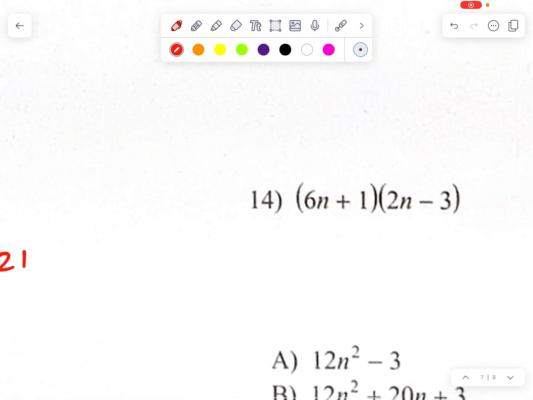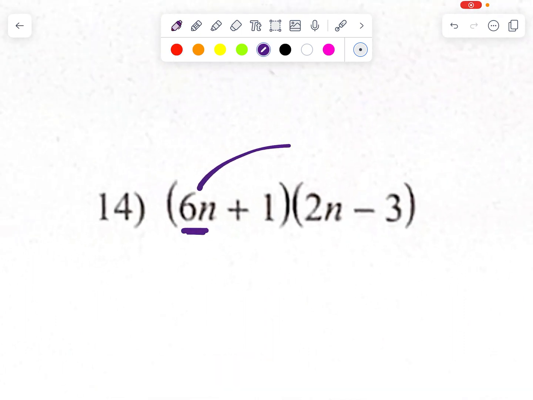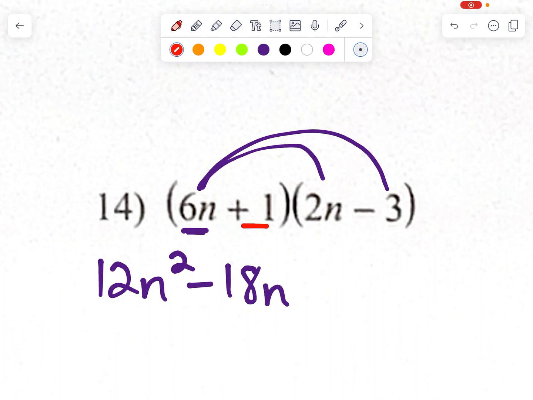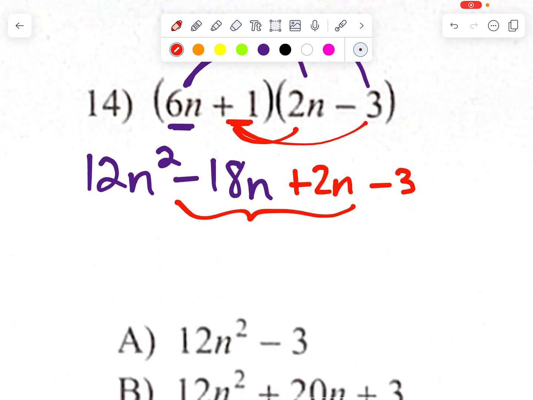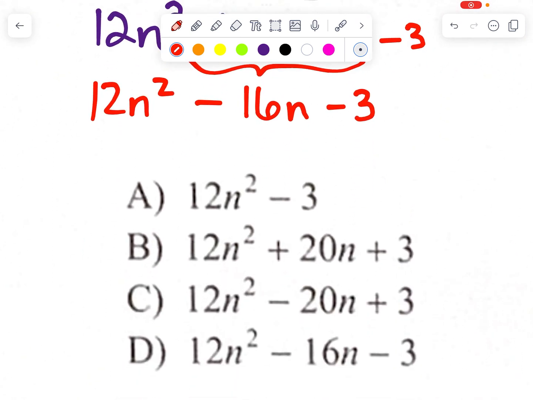All right, let's do this one more time here. Start with the 6n, multiply it over. 6 times 2 is 12. N times n is n squared, because we are adding the exponents when we multiply. One more time. 6 times -3 is -18, but don't forget about the n. This one will be easy. 1 times whatever is being multiplied by, right? So that's +2n. And this is negative 3. Combine like terms in the middle. That'll give us negative 16n. Bring down what you have left. We'll match up our answer, and we see our answer is D.